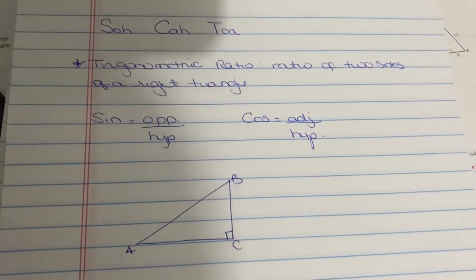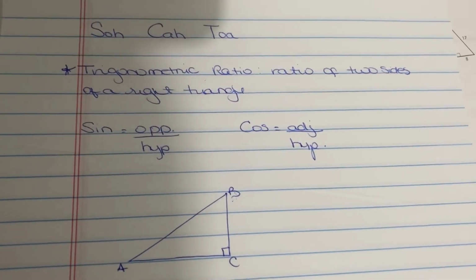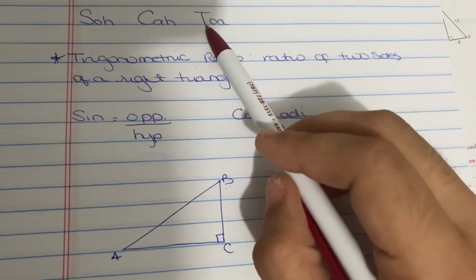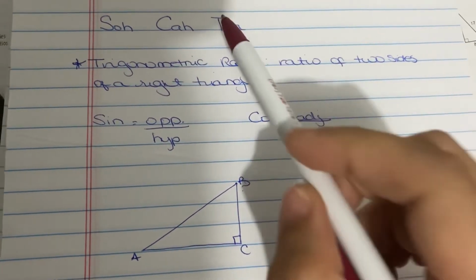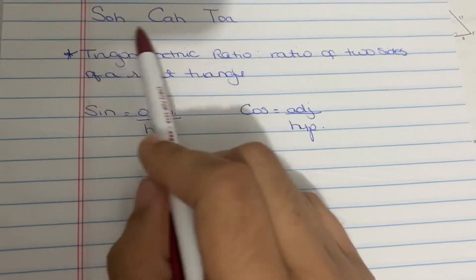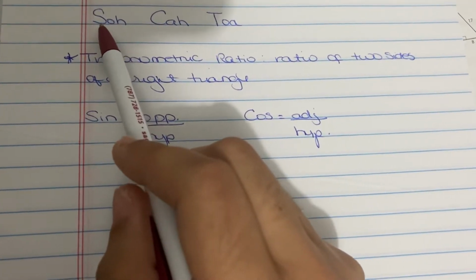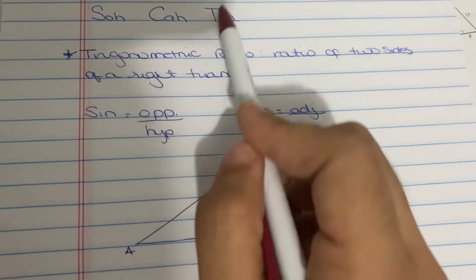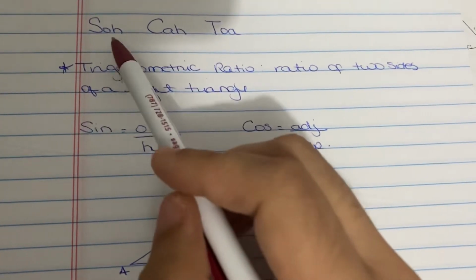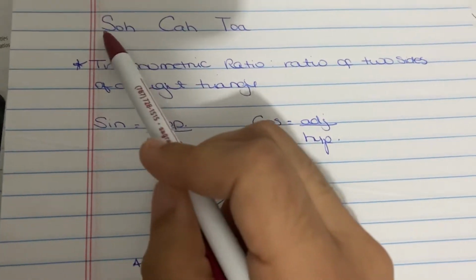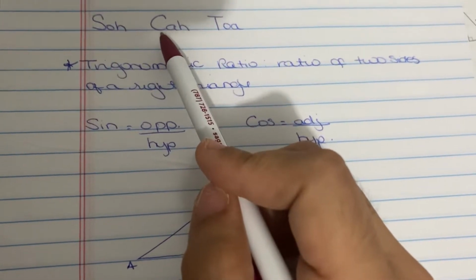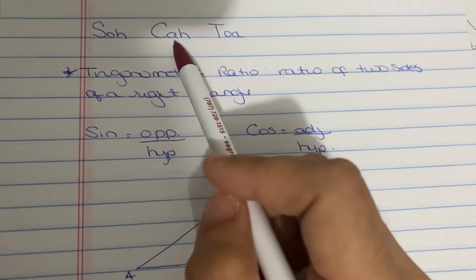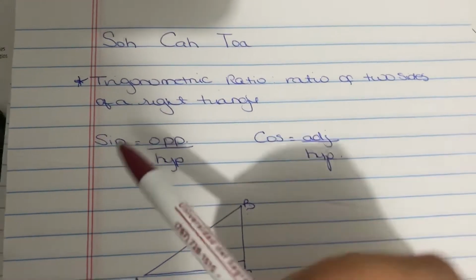Hey guys, last time we were talking about the tangent. We always said that tangent was opposite over adjacent. I also mentioned SOH-CAH for the acronym. So SOH is for sine, opposite over hypotenuse, and CAH for cosine, adjacent over hypotenuse.